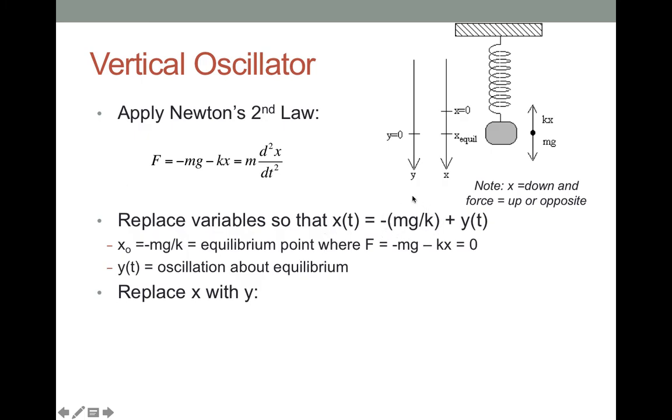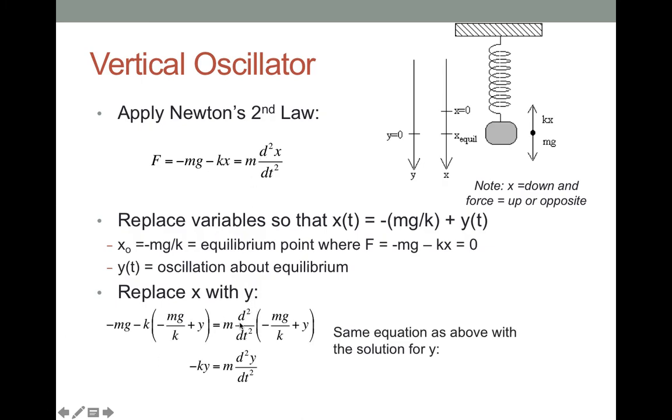Notice this right here is just the new equilibrium point, the point where the spring pulling up and gravity pulling back down counterbalance each other. So we're going to solve for when that equals 0, and that is our equilibrium point. And y will oscillate around this equilibrium point. So we take the x in here and replace it with y. This is what we end up with.